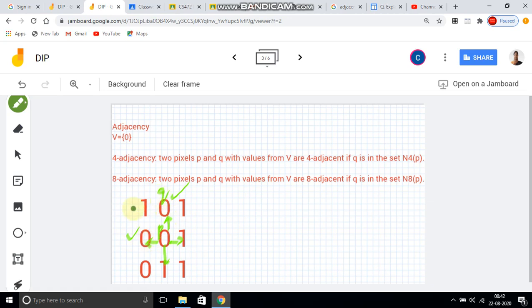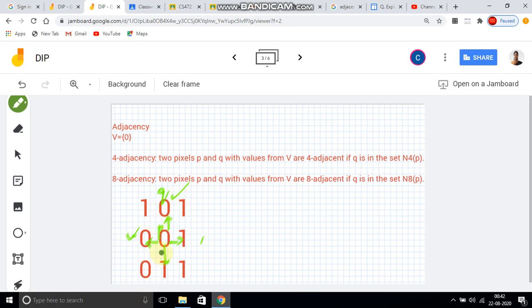Now coming to 8 adjacency. 8 adjacency is also defined similarly. 2 pixels P and Q with values from V are 8 adjacent if Q is in the set N8 of P. N8 of P also includes N4 of P. So these two values are okay. If you consider P, these two values are also 8 adjacent.